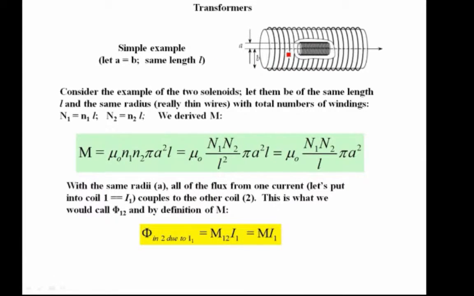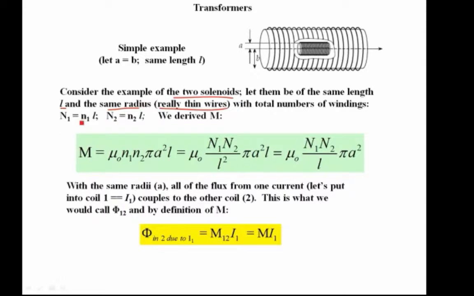I've redrawn a set of coils that we've used before, but we're going to pull this one out this way, and we're going to let the radius go out this way. So what I'm really saying is we're going to have two coils that are very, very close to each other, and the only difference between them is the number of turns. So here we are, two solenoids. They're going to be the same length L and the same radius. So you can imagine these being really thin wires so that you're allowed to do that.